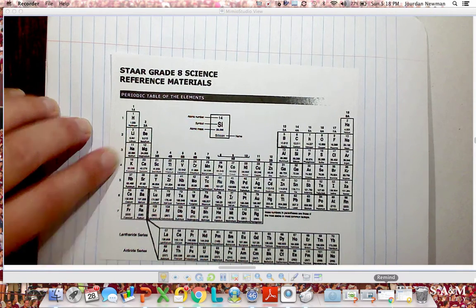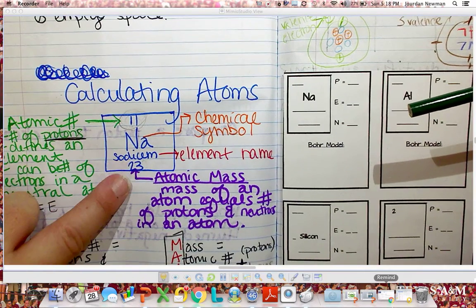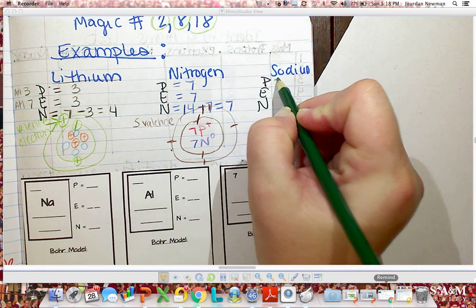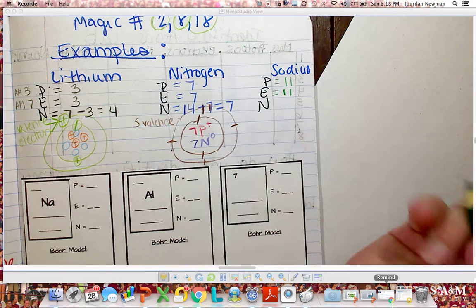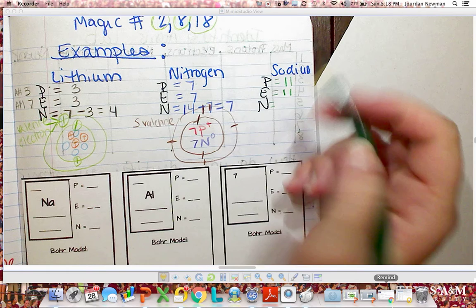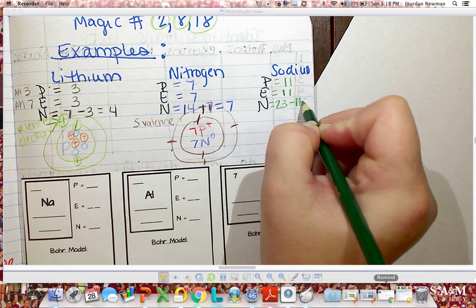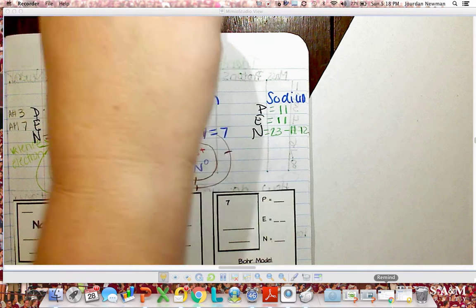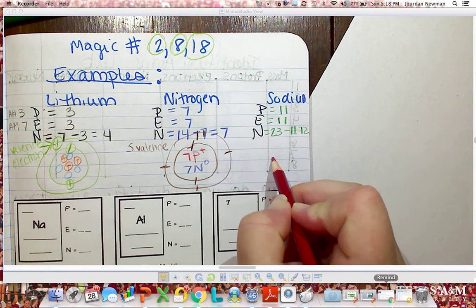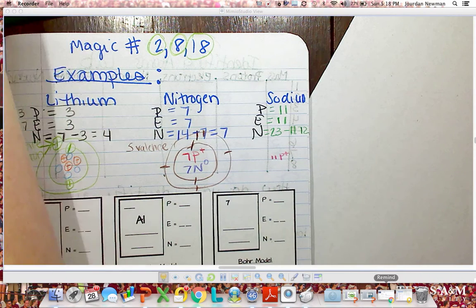If we look at sodium, okay, sodium is the example that we used in our notes. Okay, remember you just drew sodium. Our atomic number is 11, and our atomic mass is 23 rounded. Okay, so that means our protons are 11 and our electrons are 11 because we're drawing neutral atoms. Our math, we're going to have to take our atomic mass rounded, which was 23, minus 11, which should be 12.